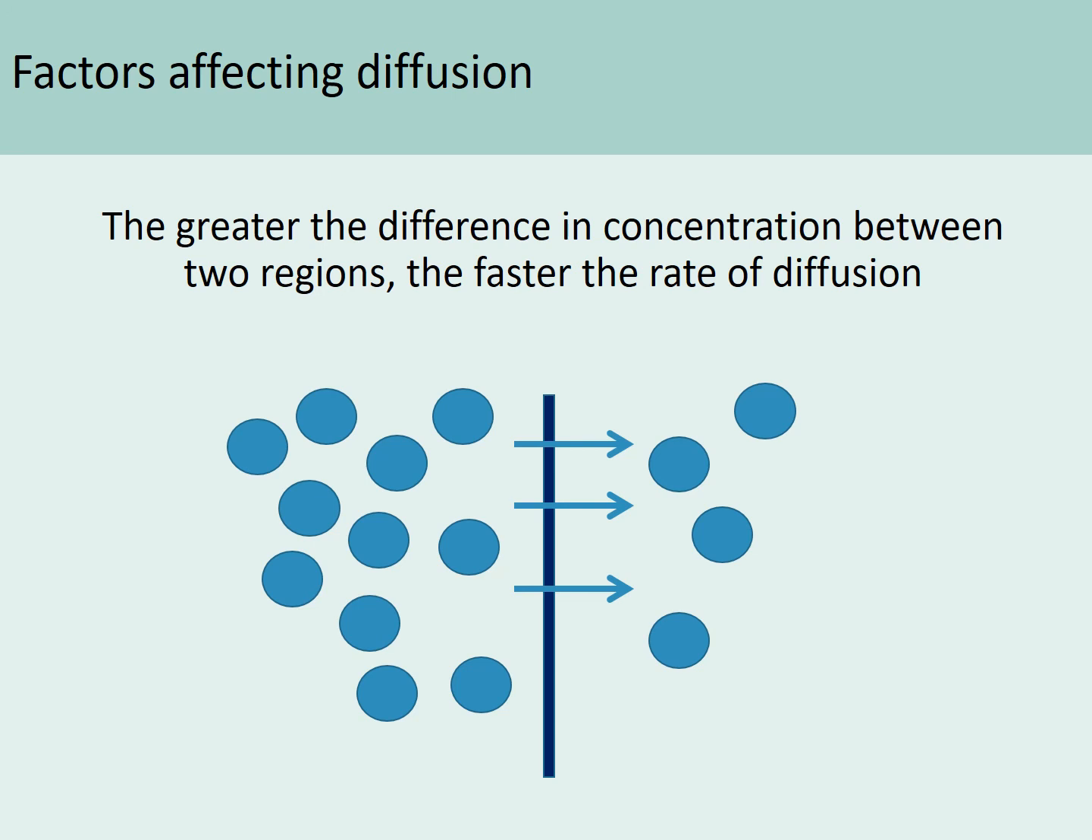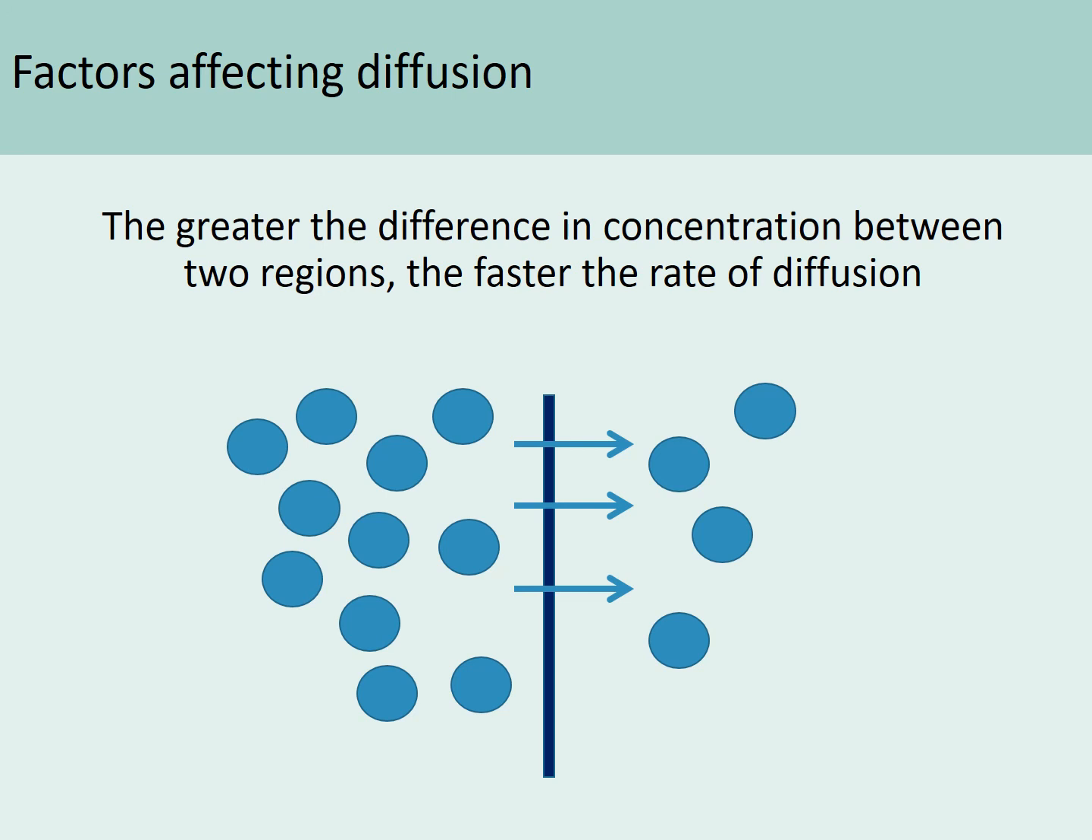Now, on the diagram below, something that we can't show you in a practical is looking at the concentration differences. As you can see on the diagram, on the left-hand side, there are far more particles in an area, so it has a higher concentration. On the right-hand side, there are fewer particles in an area, so it has a lower concentration. The particles are going to move from the left-hand side to the right-hand side through diffusion. It's going down a concentration gradient, from high to low.